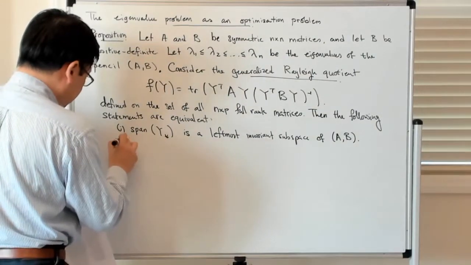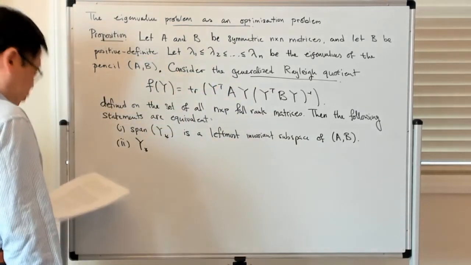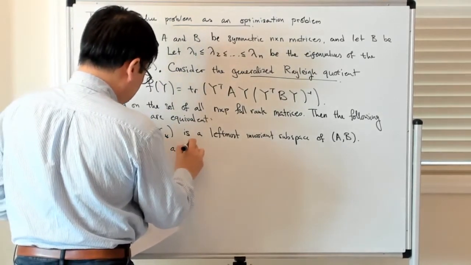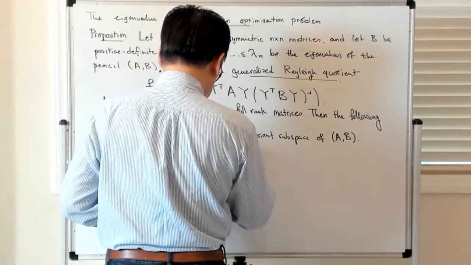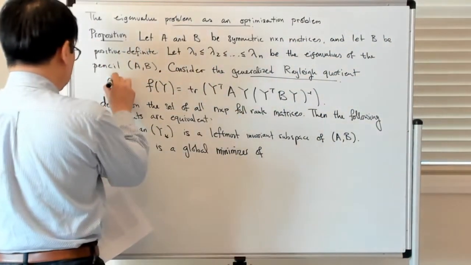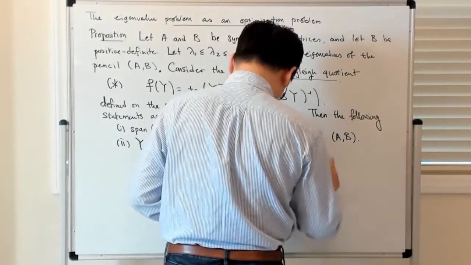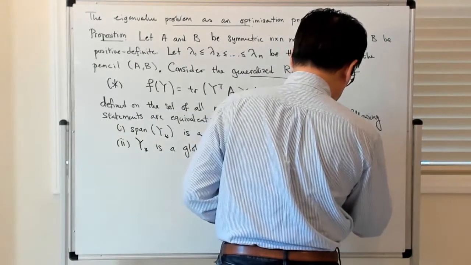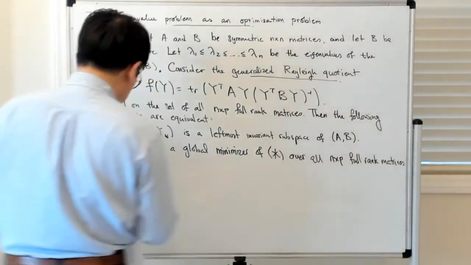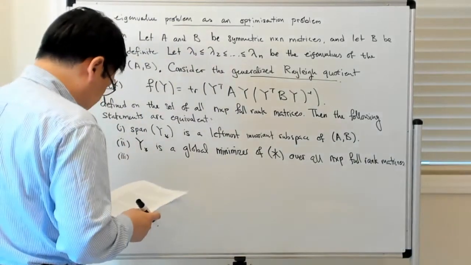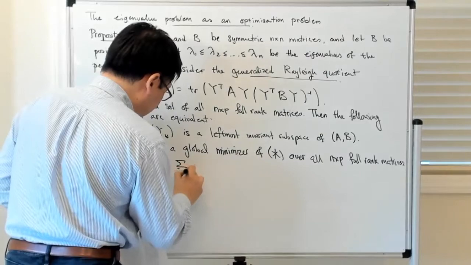Okay. So the second thing is that Y star, which is again the value of Y which minimizes this cost function, right, is a global minimizer of this function, let's just call it F, over all n by p full rank matrices. Okay, the third condition. So the point is that all these three are equivalent. F of Y star is equal to the sum from i equals 1 to p of lambda i.